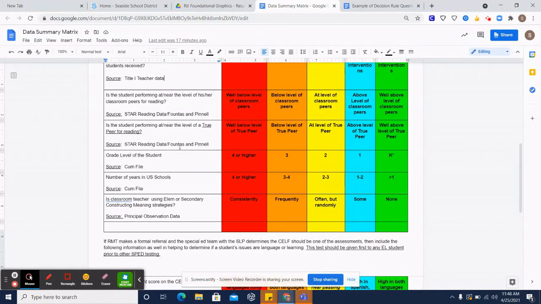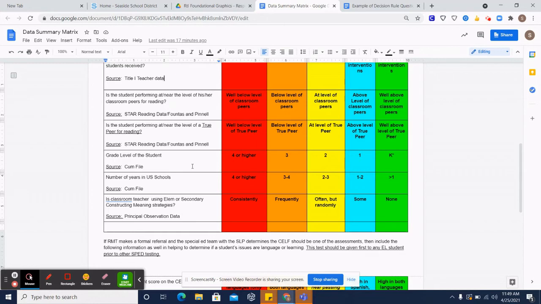And then the thing that we added this last year was, is a student performing at or near the level of a true peer for reading? And we're not a huge school district, so it's not always easy to find this, but we try to find a true peer for the student, a student with a similar profile in terms of their age, grade level, how long they've been in the country, how long they've been in ELD, or how long they've been in the Title program, those sorts of things. So we look at that and we compare their progress.